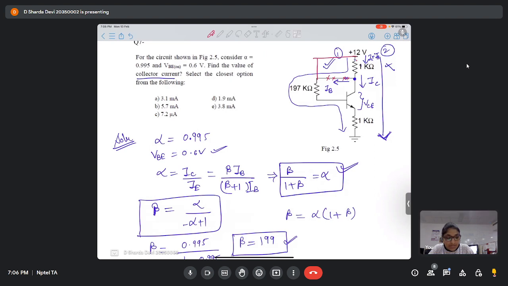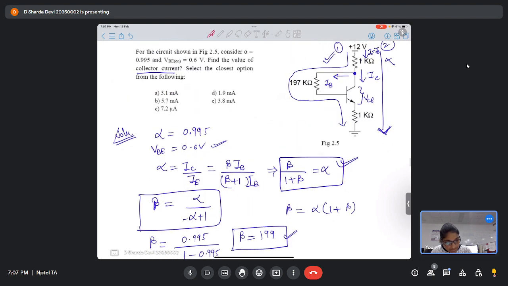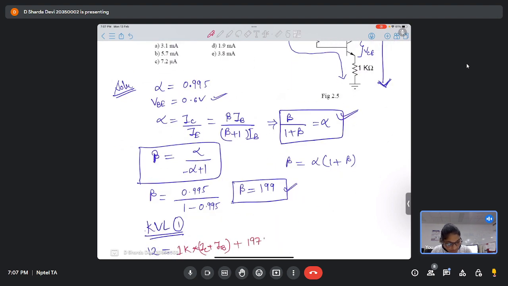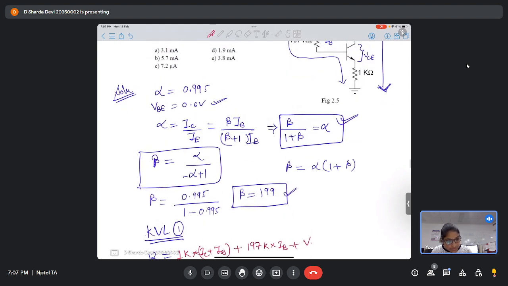Yes, ma'am. So this is very important to understand: where the current is splitting and what current we are going to use. So here actually it is IC plus IB. So we'll write it as 1 kilo ohm into IC plus IB, plus 197K into IB, plus VBE, VEB.